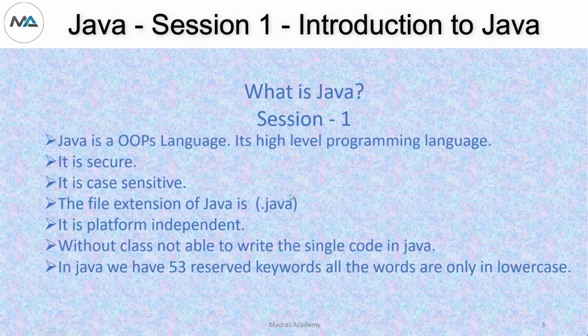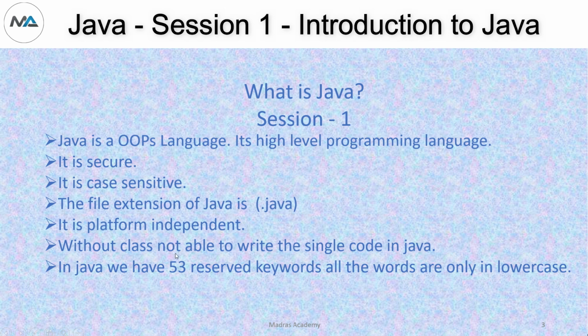First, what is Java? Java is an object-oriented programming language. It is a high-level programming language. It is secure. It is case sensitive. The file extension of Java is .java. It is platform independent. That means it can run in any operating system.